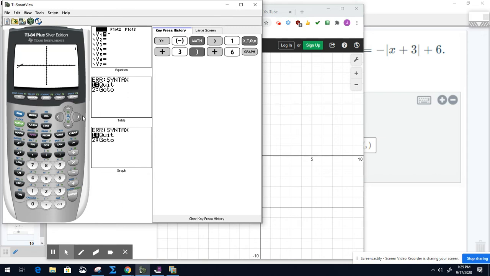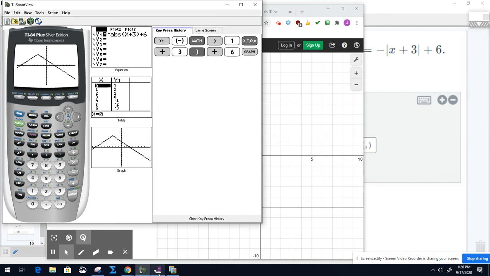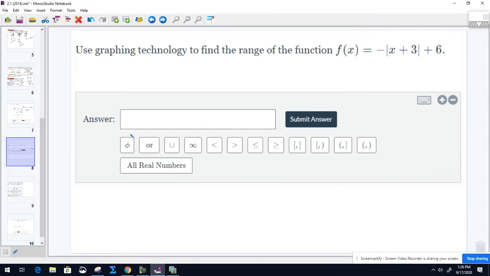So again, when I graph this, it gives me this absolute value sign right here, and it's asking for the domain and range. This goes all the way down and all the way down. So the highest point here is 6, but these arrows go all the way to the left and all the way to the right. So if they go all the way to the left and all the way to the right, what would my answer be?